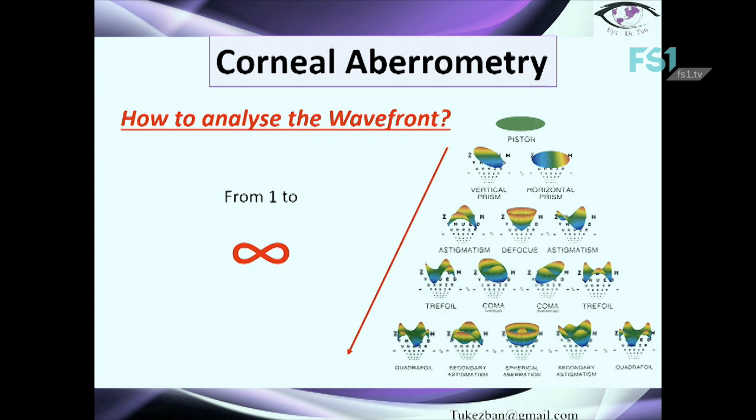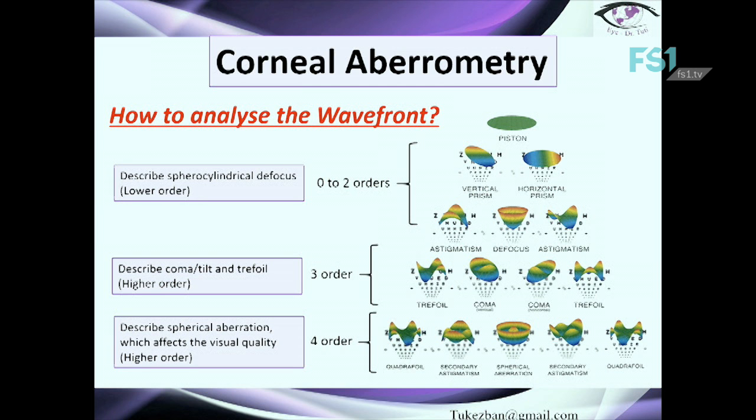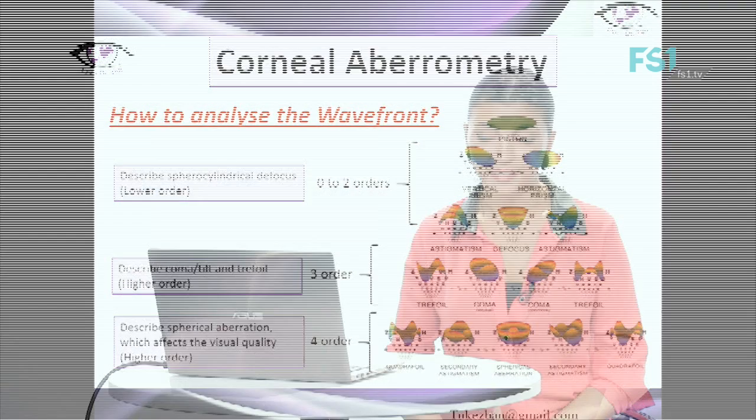The low order aberrations begin from 0, I wrote from 1 but it's also okay, from 0 to infinity. But clinically, we only talk about the fourth order aberrations, because more than this is clinically not describable and not useful for the clinician. Here in the slide, we can see the aberrations from 0 to the second orders, which describe sphere, cylinder and defocus. The third order describes coma, tilt and trefoil, and the fourth order describes spherical aberration, which affects visual quality.